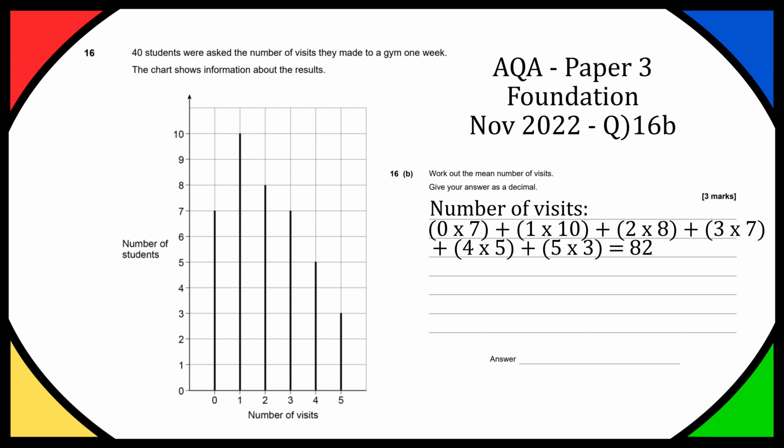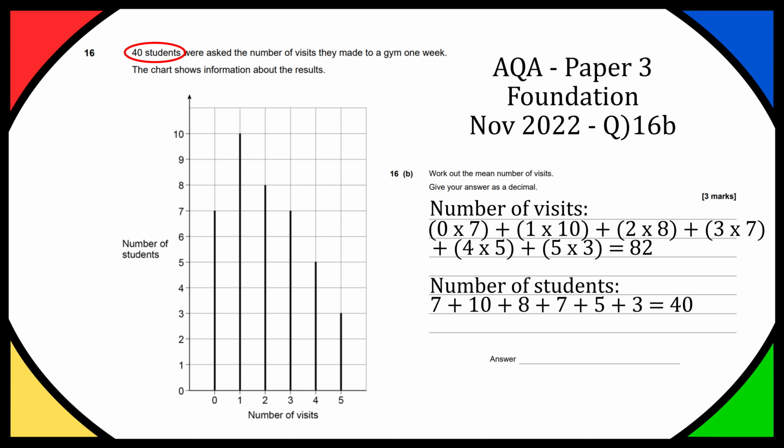So this is the total number of visits among all the students for that week. Next up, we want to work out the number of students. Now it does say at the top 40 students, but if you weren't told that, or if you wanted to work it out, you can just add the total number of values from the chart. So we've got a 7, we've got a 10, we've got an 8, and we just add them all up, and that's also going to give us 40 students.